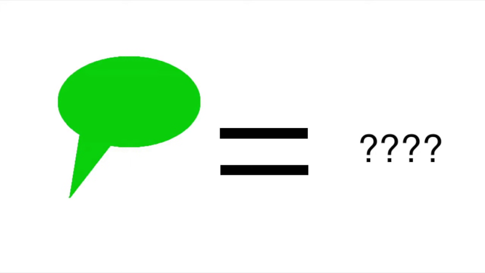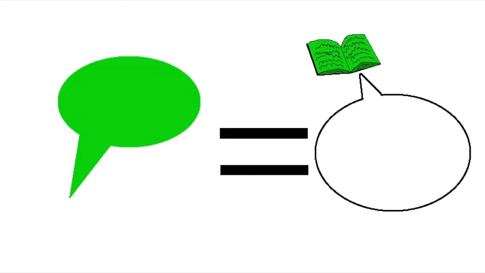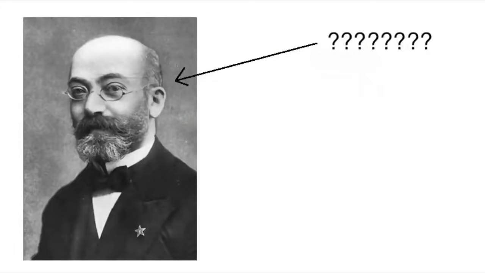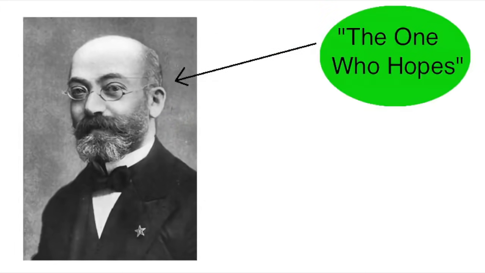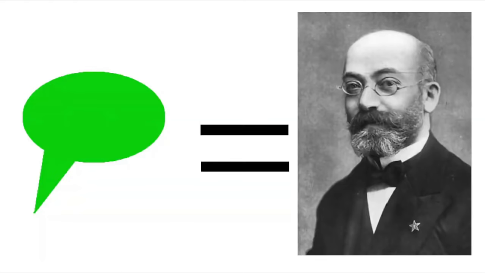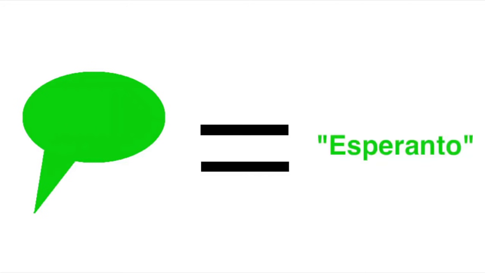Interestingly, he never actually names the language in the book he published it in. He only ever calls it the international language, and he never names himself either, simply referring to himself as the one who hopes, or in his language, Esperanto. Without something to call it, people decided to just name the language after him, or at least what he called himself. Hence the language of Esperanto was born.